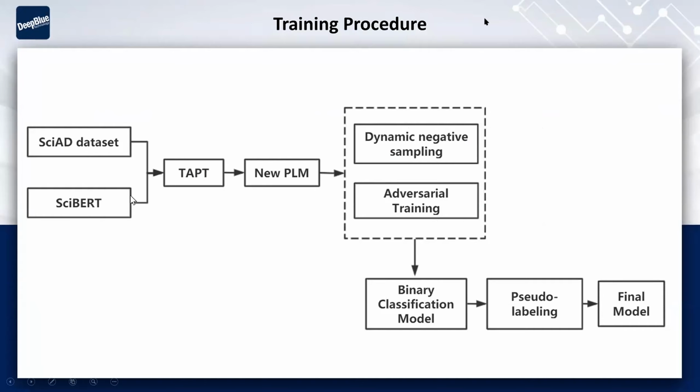We use the SCI dataset and SCI AD dataset to do TAPT on SciBERT to generate a new pre-trained language model. Then we adopt dynamic negative sampling and adversarial training strategies during the training procedure to get the binary classification model. After this, we use pseudo-labeling to predict the unlabeled dataset and then train the final model.